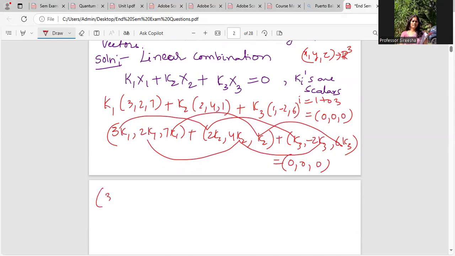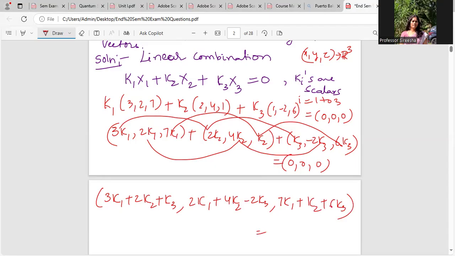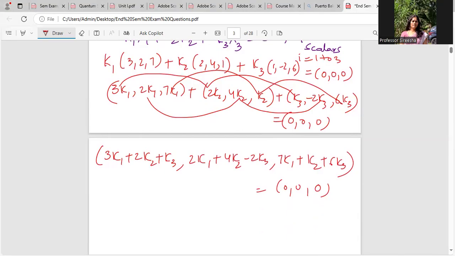I'll write 3k1 plus 2k2 plus k3 is the first component. 2k1 plus 4k2 minus 2k3 is the second component. 7k1 plus k2 plus 6k3 is the third component, equal to 0 comma 0 comma 0. I think you can clearly understand, guys. The first component is equated to the first component on the RHS, the second to the second, and the third to the third. That's how I get three equations. A homogeneous system of three equations is what I'll be getting.